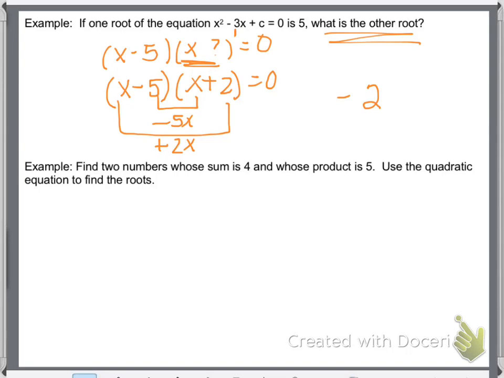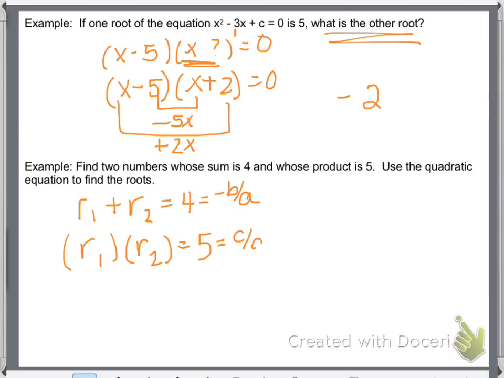Okay, so the sum of two numbers. We have root 1 plus root 2 equals 4, and root 1 times root 2 is going to equal 5. So we can go back to the fact that the sum of the roots is opposite of b over a, and the product of the roots is c over a. So our quadratic equation would be x squared, opposite of b. A is just 1, right, because 4 is over 1, 5 is over 1, so a is 1. B is the opposite of 4, so negative 4x, and c is 5.